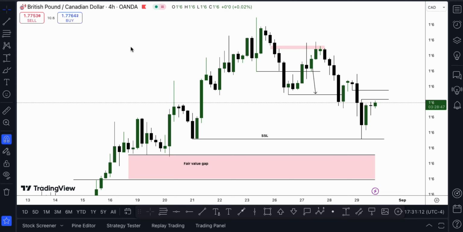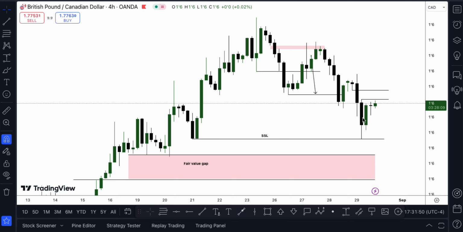Hello guys, in today's video we'll be looking at the New Zealand dollar versus the US dollar, but we're going to start with the pound versus the Canadian dollar, which we looked at previously. So basically you can see that this is what we were anticipating: price getting to this level here, which was going to be our first targeted low, and eventually getting to this level here, which we have identified, which is our fair value gap, which will act as a draw on liquidity for price.